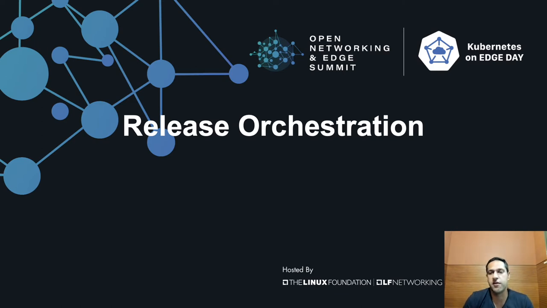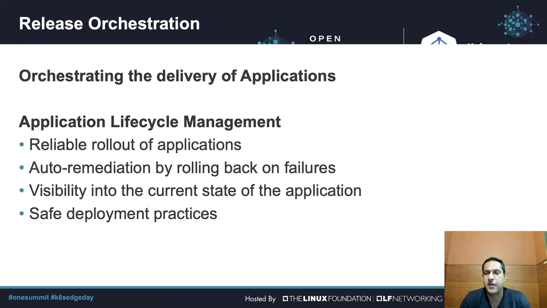So let's start with the definition of release orchestration. Similar to how Kubernetes is an orchestration system that manages the lifecycle of containers, release orchestration applies the same concepts to applications. An application may be defined as a collection of containers working in unison to implement a set of features. What does application lifecycle management mean, or LCM for short?